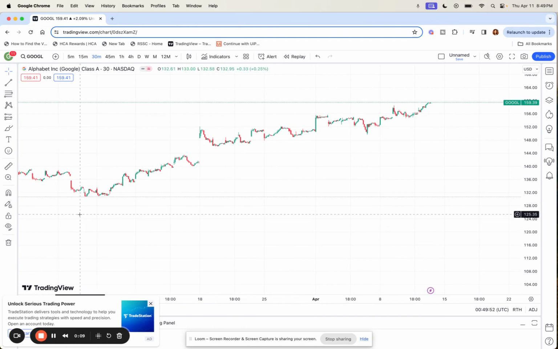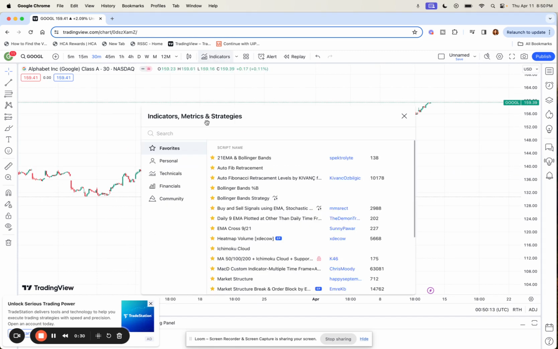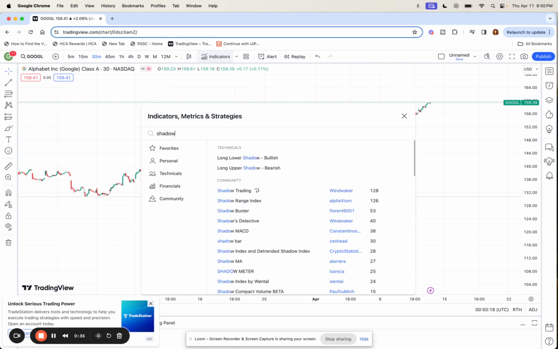Today I'm going to show you an indicator that I use that is very powerful. And while there are many indicators on this platform, and it's called TradingView, these are some good ones that I will go over today. When we look into the indicators, you look for Shadow Range Index. This one by Alpha XIOM.